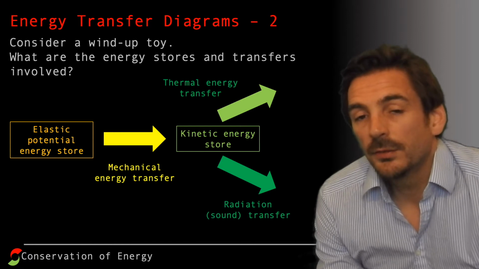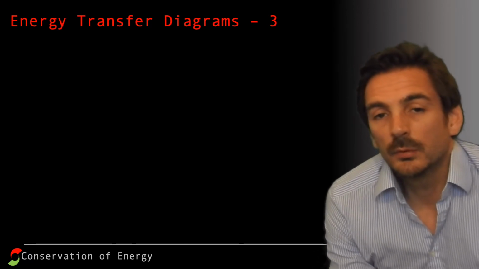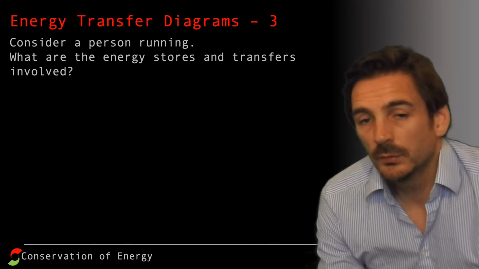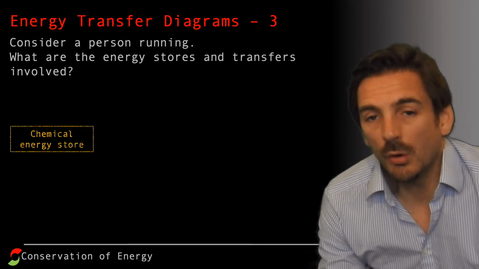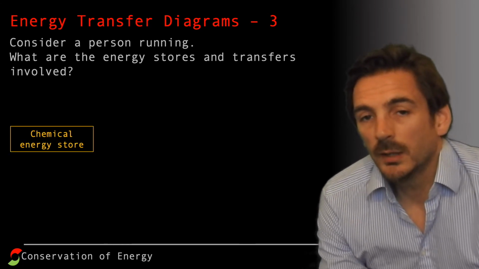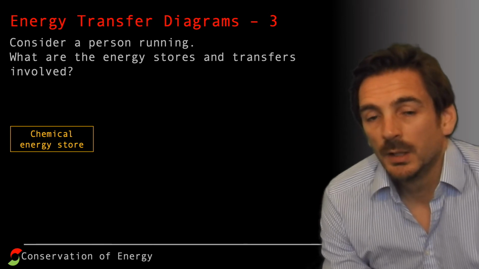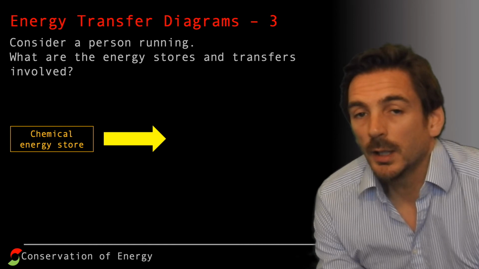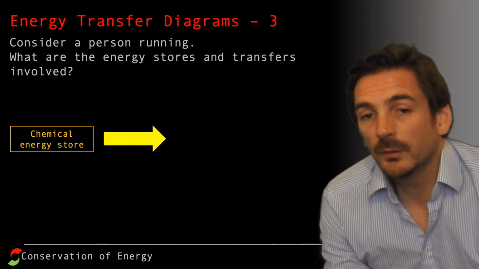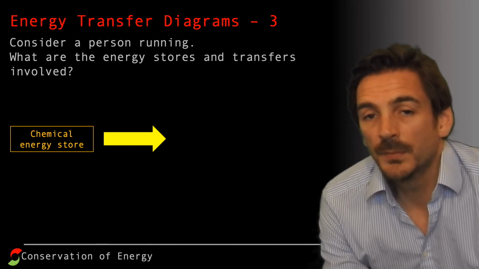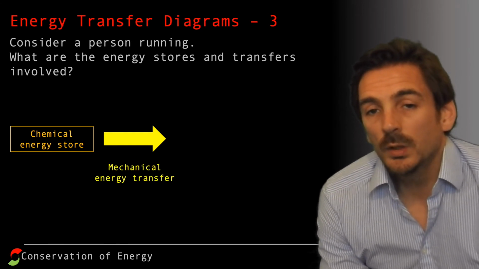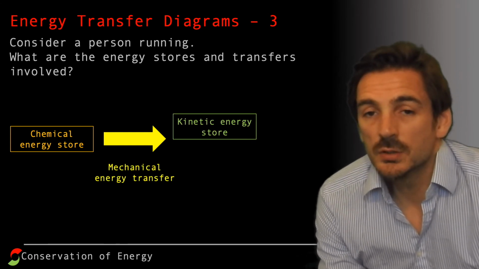So let's have a look at a third example. In this third example, let's consider a person running. People run on food, food's a chemical, so all people have chemical energy stored inside us. We transfer all of our work via our muscles, so that's a mechanical transfer, and if we're trying to run, that mechanical transfer will increase our kinetic energy store.